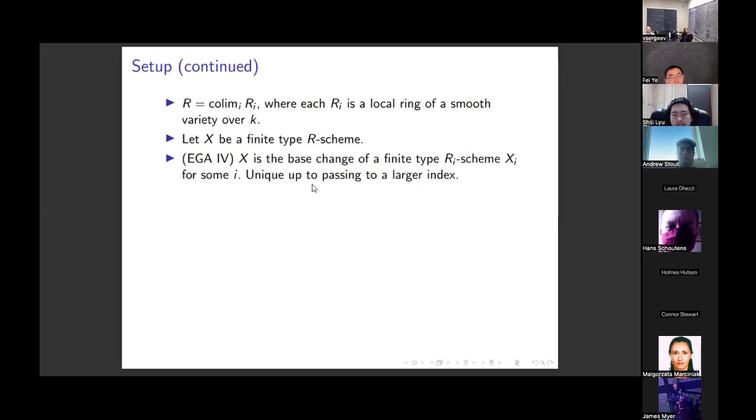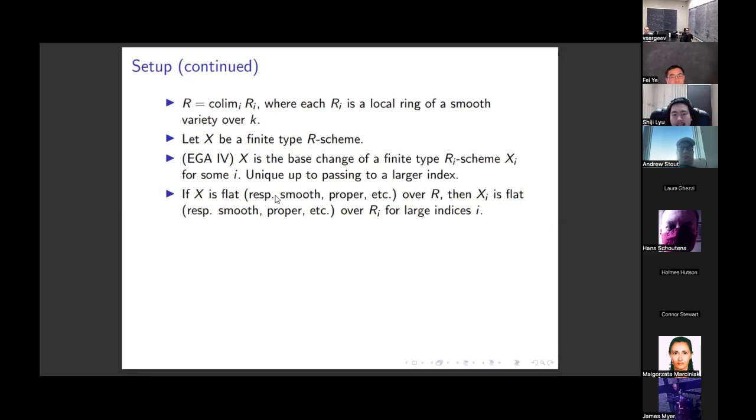And this Xi is unique up to passing to a larger index. And what does this mean explicitly? If I have an Xi over Ri that defines X, and an Xj over some Rj that also defines X, then after base change to a larger index, after base change to Rk for some larger k, Xi and Xj are isomorphic, compatibly with X.